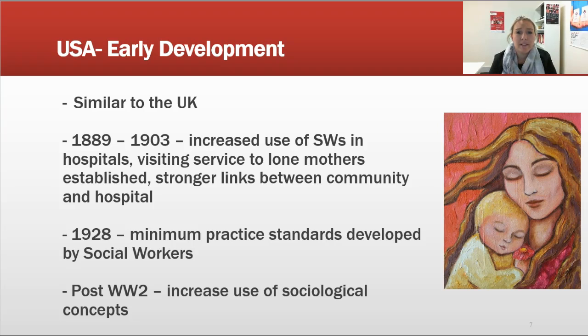The USA had really similar early development to the UK in terms of social work practice in health settings. Between 1889 and 1903 within the US, we saw an increase in the use of social workers in hospitals in many different forms, but one of the primary ones was a visiting service to lone mothers and stronger links between community and hospital. Again, some minimum practice standards were developed in the early 1900s.